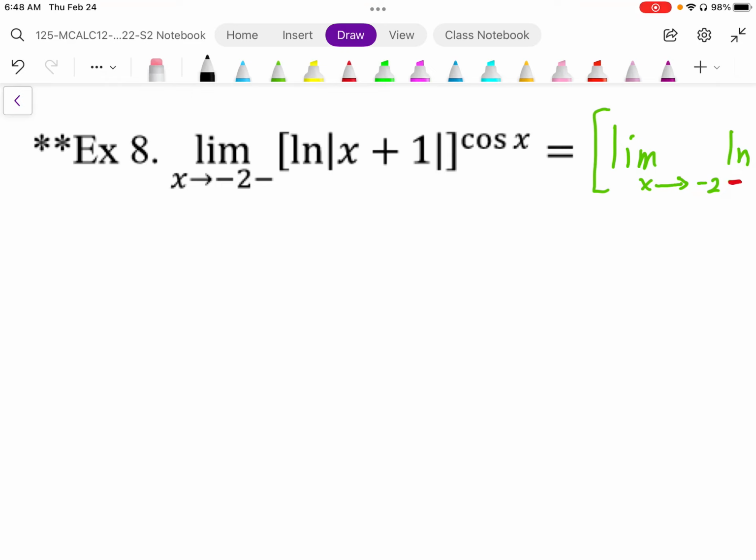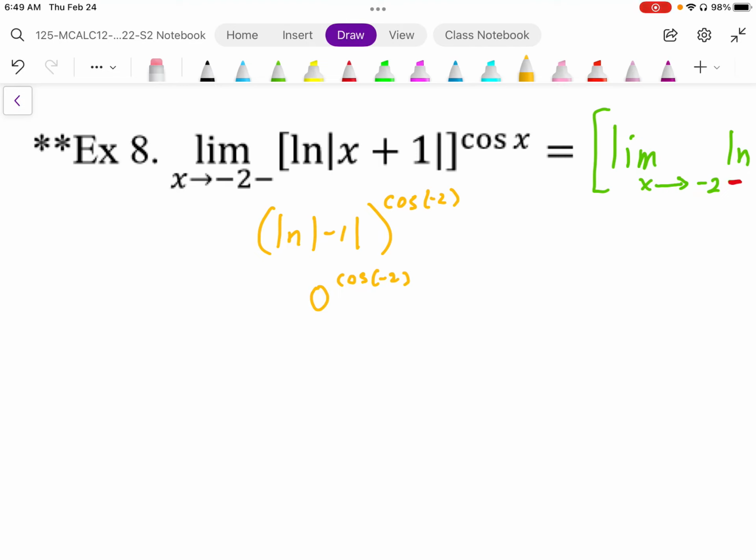and we have this log of |x + 1| function to the power of cos x. When we actually plug it into the limit, I get log of the absolute value of -1, and this is all to the power of cosine of -2. So log of the absolute value of -1 ends up being 0, and this is to the power of cosine of -2. Now 0 to the power of this power here, it's not exactly clear what we're going to get. It looks like it might be 0, but it ends up not being 0.